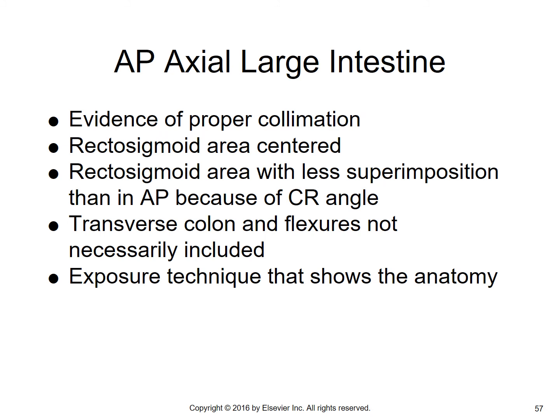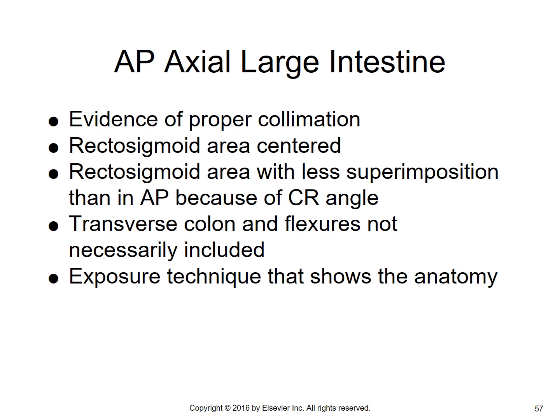AP axial. Okay, so if we don't do a PA axial, we do an AP axial. It's going to demonstrate the same anatomy in that you're going to see the rectosigmoid area, but don't forget you've got to angle the other way. For your PA axials, we're angling in a caudal direction. For AP axial, we're going to angle in a cephalad direction.